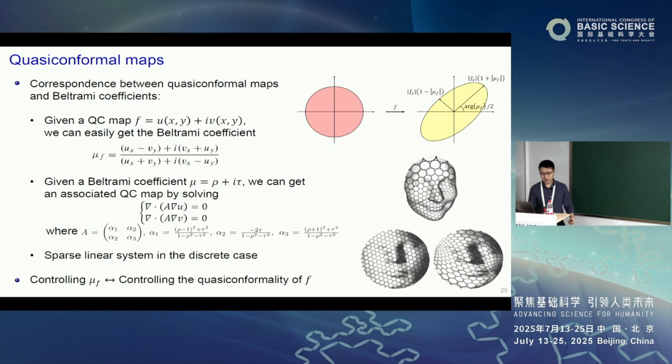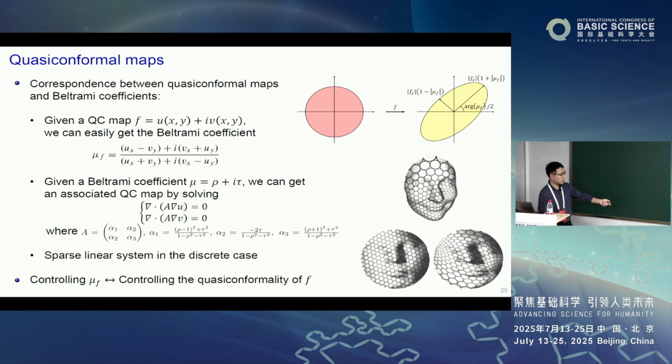Here's another slide about quasi-conformal mapping. We know that from the mapping we can get the Beltrami coefficients, and then we can use the Beltrami coefficients to understand how large the deformation or the distortion is. There is also a correspondence between quasi-conformal mappings and Beltrami coefficients. If we are given a quasi-conformal mapping, we can of course easily compute the Beltrami coefficients. And if we are given the Beltrami coefficients, we can also solve a simple linear system in order to get back an associated quasi-conformal mapping.